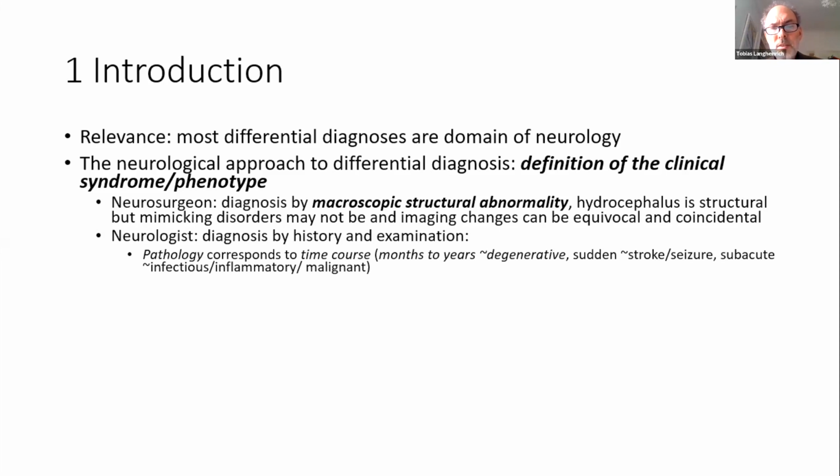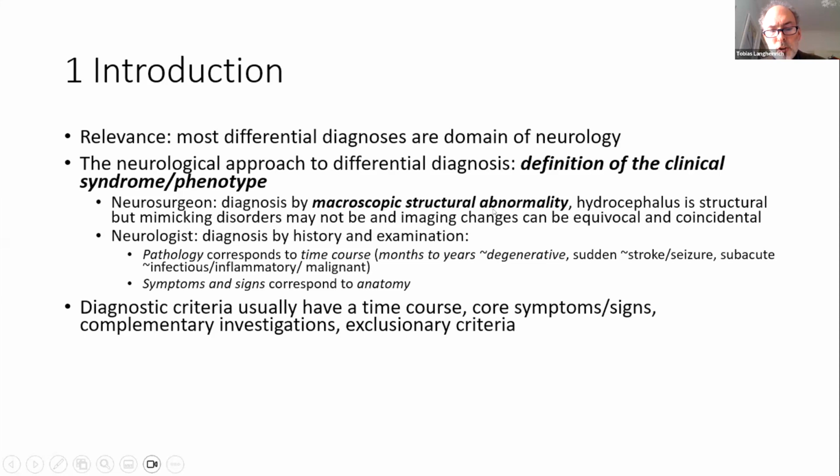Essentially, if something has been going on for months to years, it's a degenerative problem. As opposed to sudden, you wake up, have a right-sided weakness, likely to be a stroke. In between, so days to weeks, normally are infectious, inflammatory, or malignant disorders. So with NPH, we're really within the domain of degenerative. The symptoms and signs, though, correspond to anatomy, and that will be important for the next slide.